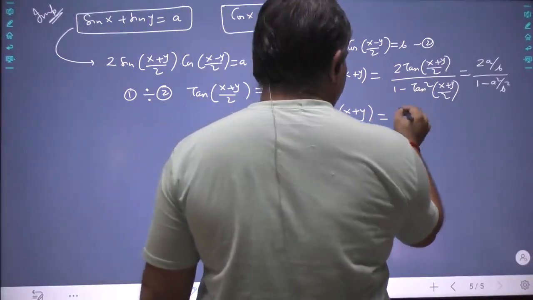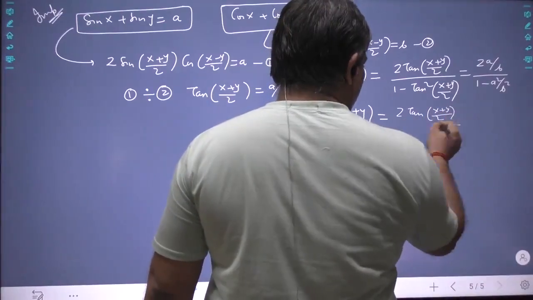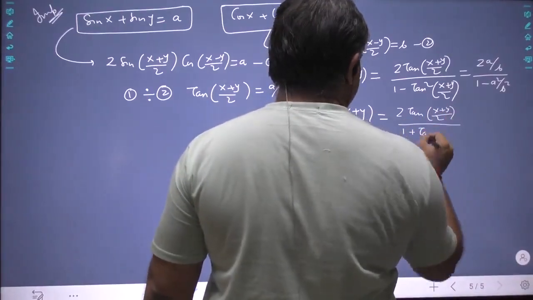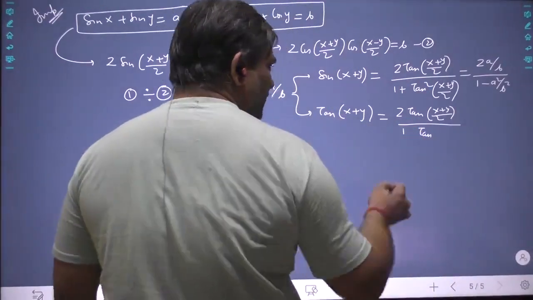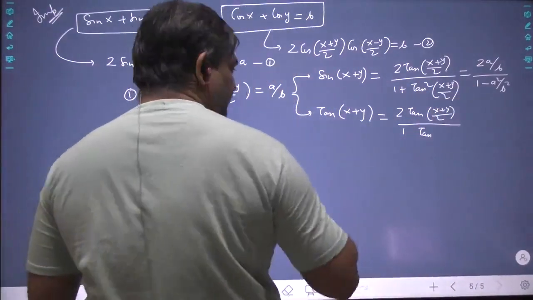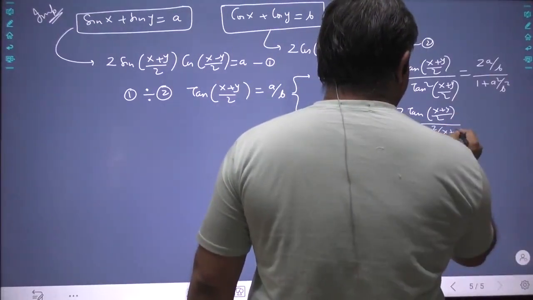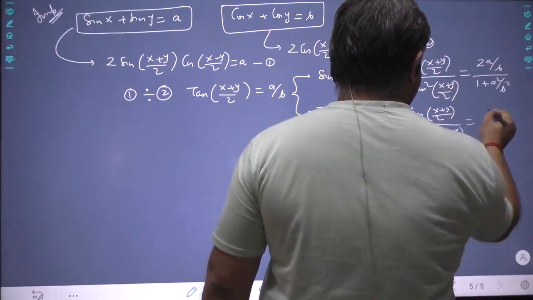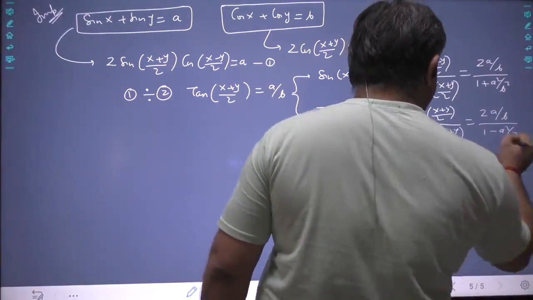You can very easily find the value of tan (x plus y). How? Again break into half angles. Tan of (x plus y) by 2 whole upon 1 plus, I am sorry, I have made a simple mistake, but that has to be taken care of. 1 minus, and here plus. So tan square (x plus y) by 2. So this comes out to be 2A by B over 1 minus A square by B square.